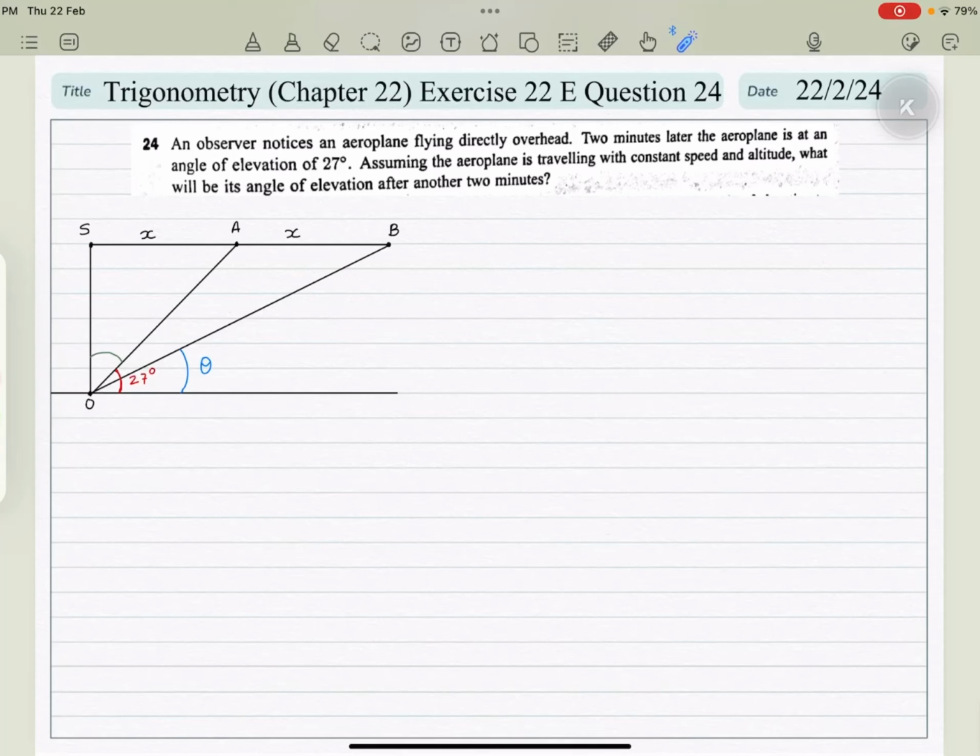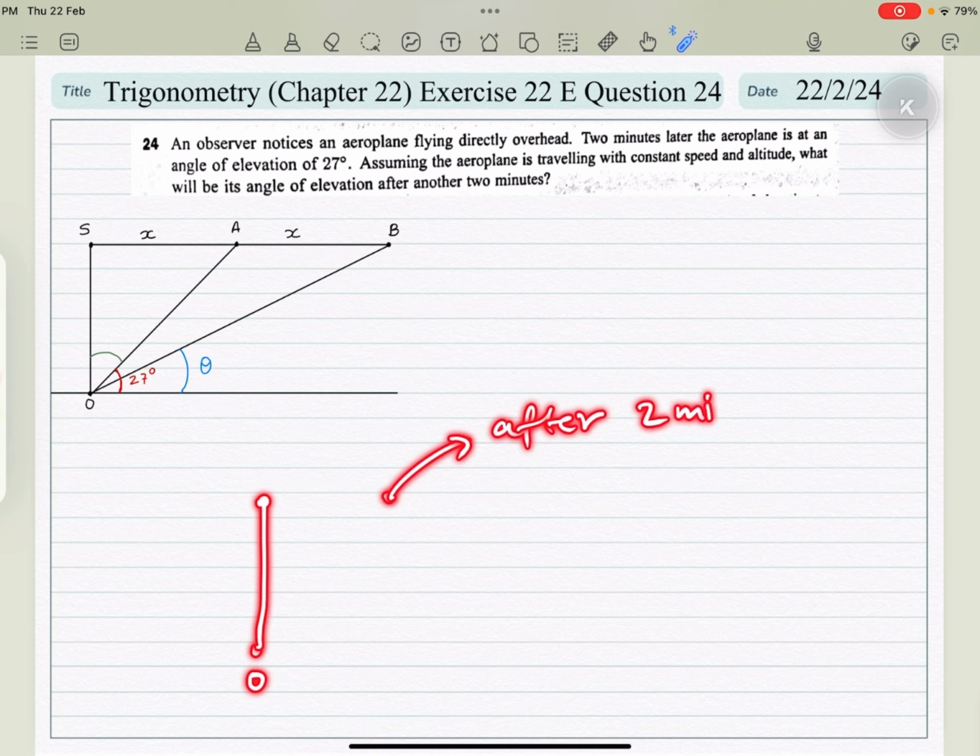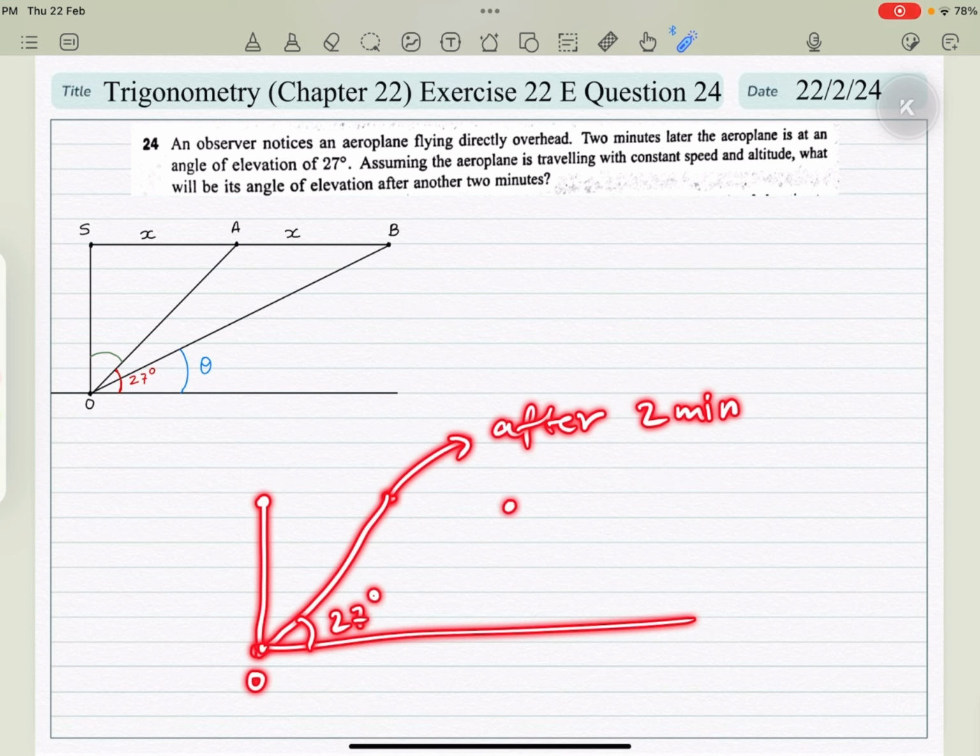Everybody, so today we're dealing with Trigonometry chapter 22, exercise 22E, question number 24. This question states that an observer notices an airplane flying directly overhead. 2 minutes later, so this is after 2 minutes, the angle of elevation from the airplane's position is 27 degrees.